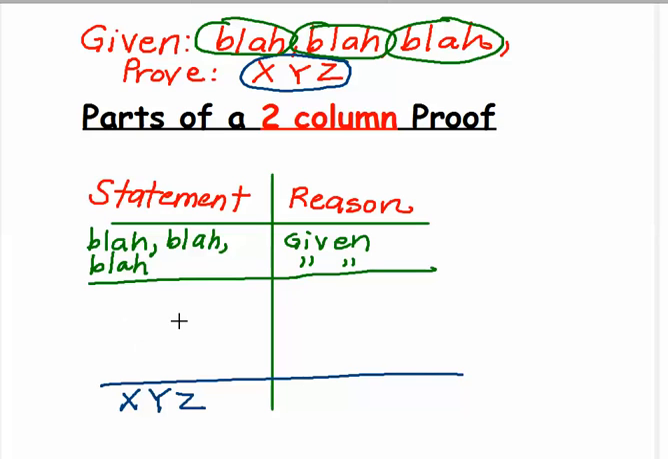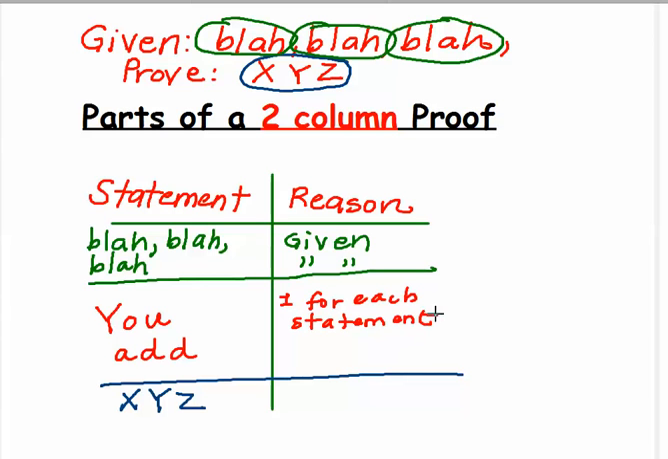All the stuff in the middle could be one more line, it could be 14 more lines, it could be a bunch of lines. But all that stuff is stuff you add, because you think of it. All those statements. And for every line, you need to have a reason. One reason for each statement. And you could repeat a reason like we did here with given, and then just draw arrows.